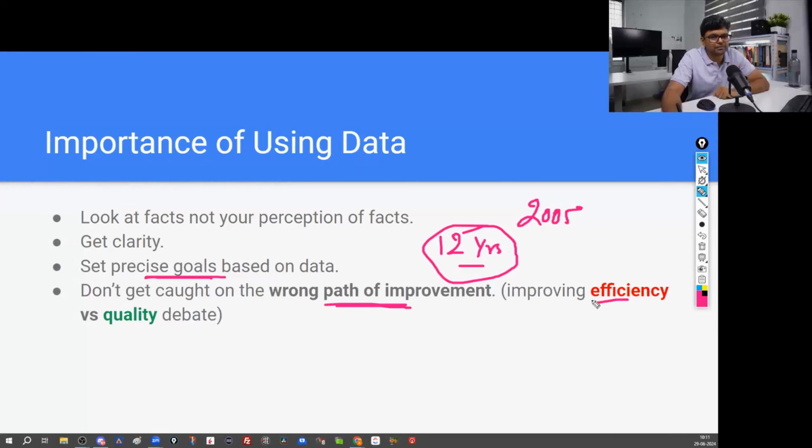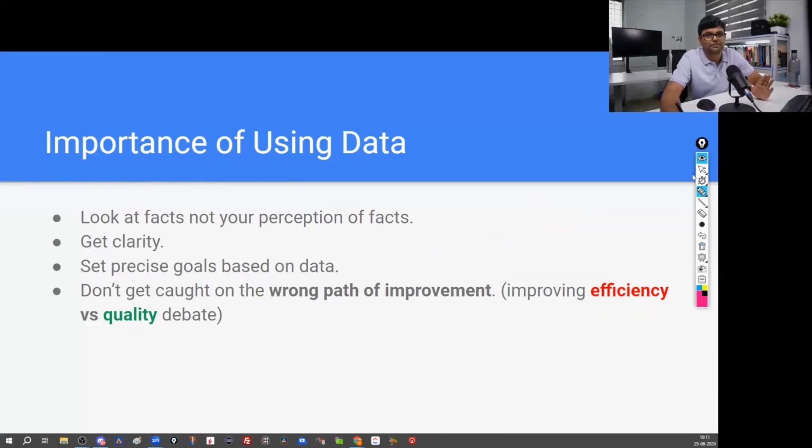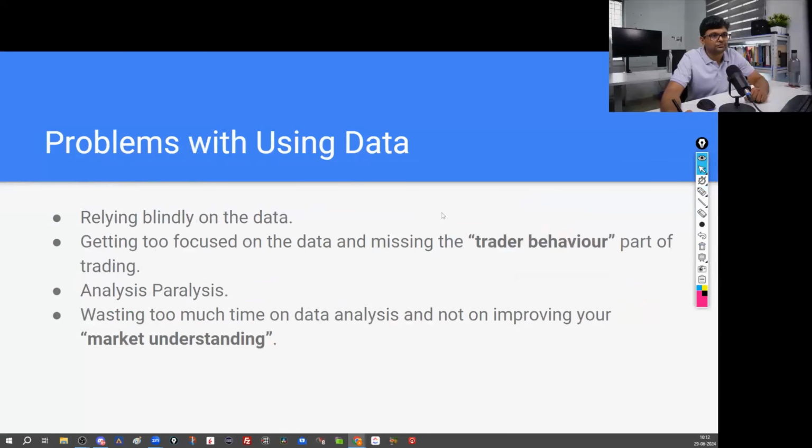Okay. An example will be efficiency versus quality improvement in your trading. Most traders are trying to improve the efficiency of their trading, which is not really helpful. Instead, you should be trying to improve your quality. No one talks about quality of trades on social media. Very few people will do that. And even if they do, they won't tell you how to improve the quality. I'm going to show you today.